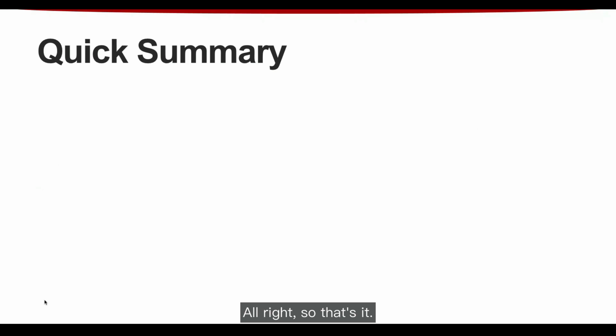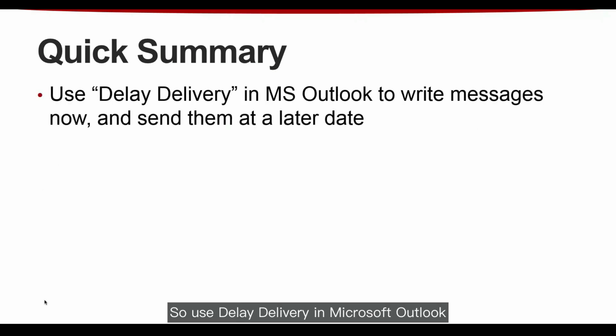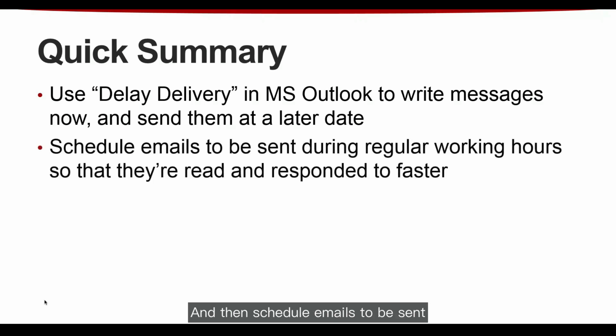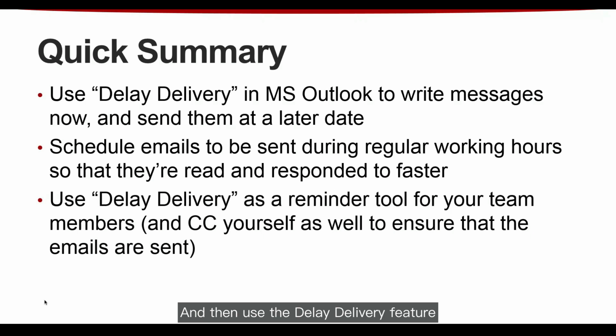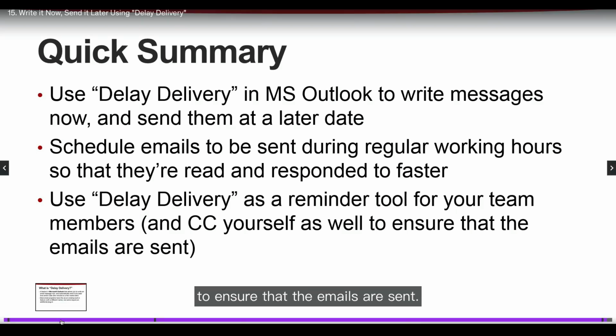All right, so that's it. Let's wrap up with a quick summary. Use delayed delivery in Microsoft Outlook to write messages now and send them at a later date or time. Then schedule emails to be sent during regular working hours so that they're read and responded to a lot faster. Then use the delayed delivery feature as a reminder tool for your team members, and make sure you CC yourself as well to ensure that the emails are sent.